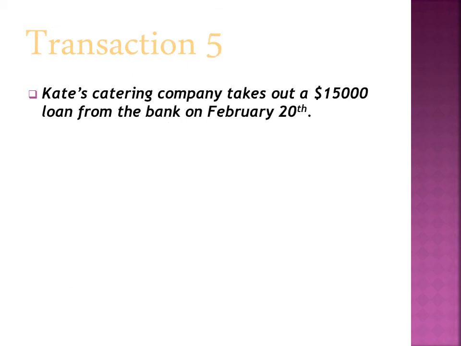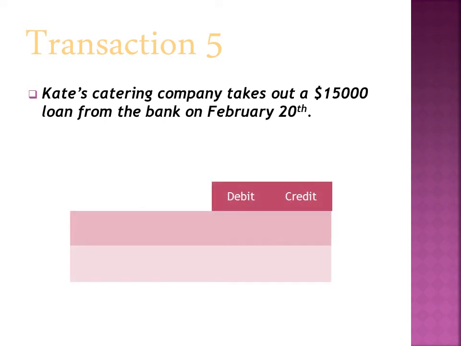Here in transaction 5, you'll notice that it's an investment cash flow. So here's the date, and the account is cash because she's taken a loan from the bank for $15,000. We debit it $15,000, and we credit notes payable $15,000.